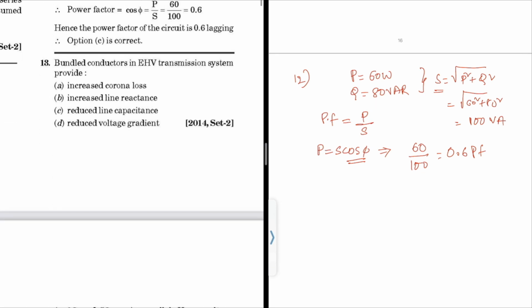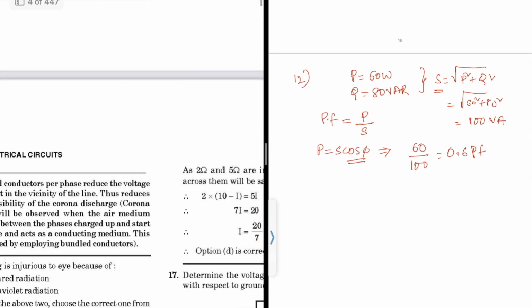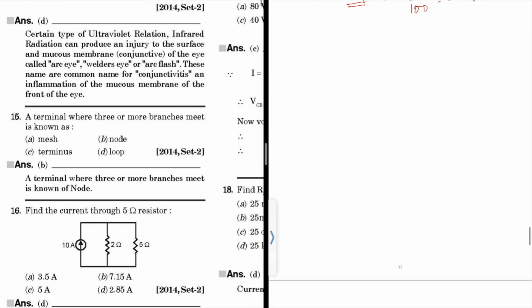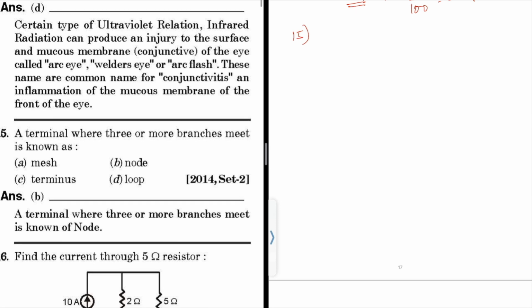Now this is also a power system question. Coming to the 15th question: a terminal where three or more branches meet. This is one branch, this is one branch, this is one branch, and this is one branch. All these meet at a point, which is called a node. So the answer will be node.